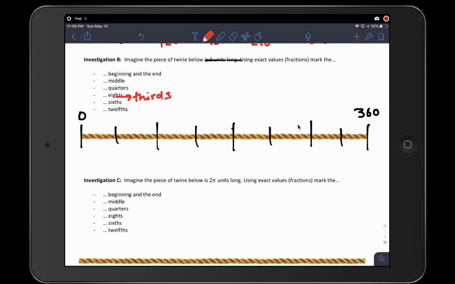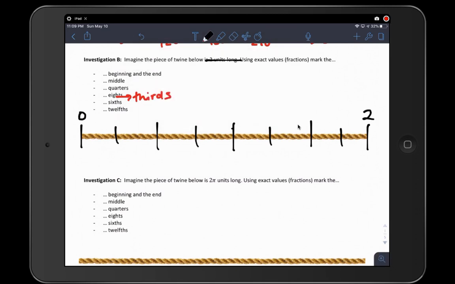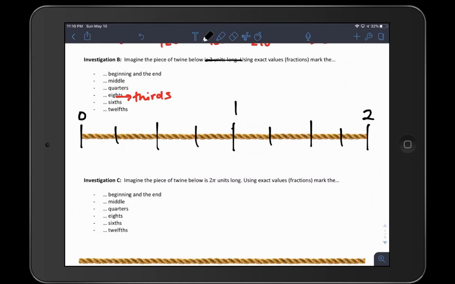And then you'll do the 6th and the 12th and combine them together. So, oops, this is not 360. My bad, guys. This is 2, right? We're doing a length of 2. So, for example, half of 2 is 1, and then half of that would be 1/2, right? You want to use fractions. Please do not use decimals. All right, so have fun trying to mark up this piece of twine into all the different parts. And I will be right back with the answers.